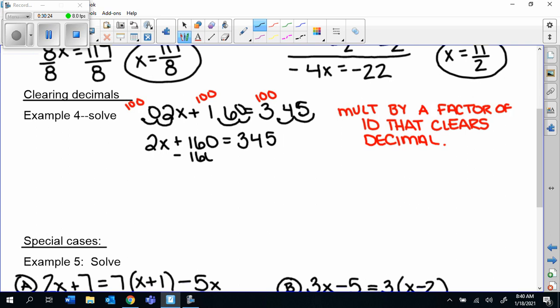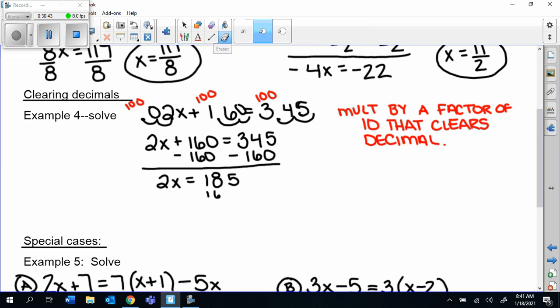Subtract the 160, subtract the 160. 2x equals, let's see what we have on this side, 185, I believe. Yes, that will work out. Kind of working without a calculator. I tend to start these videos with a calculator on the other side of the room. All right, divide by 2. Divide by 2. X equals 185 over 2.